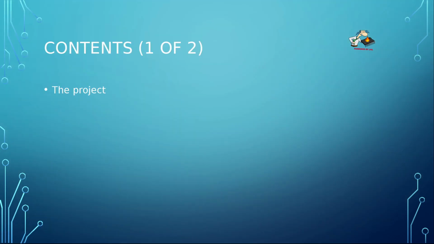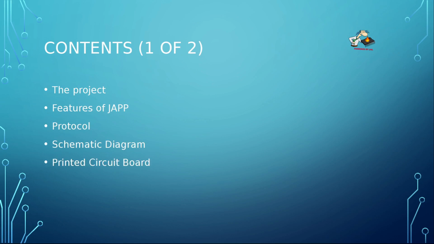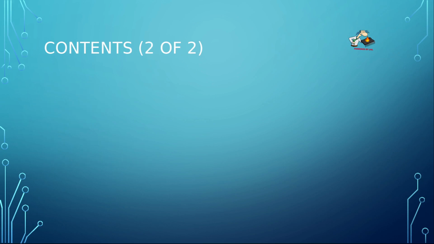First, why I created this project. Then the features of this Just Another PIC Programmer, the protocol that I'm using to send commands and data, the schematic diagram of this PIC programmer, and a printed circuit board that I created for this project. Then a typical setup on how you use the PIC programmer with a PIC that you want to program.